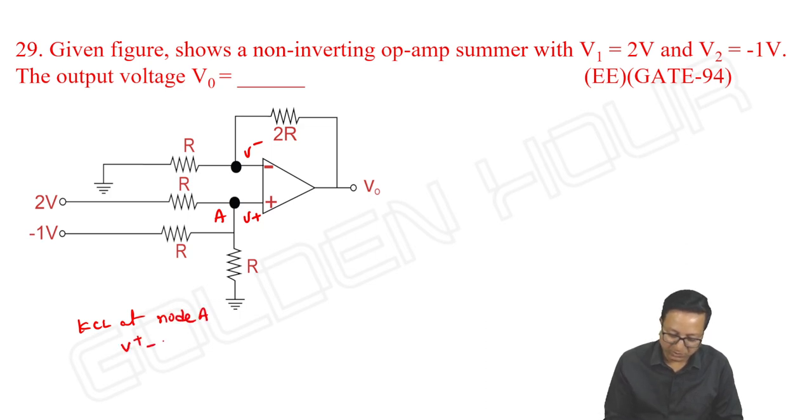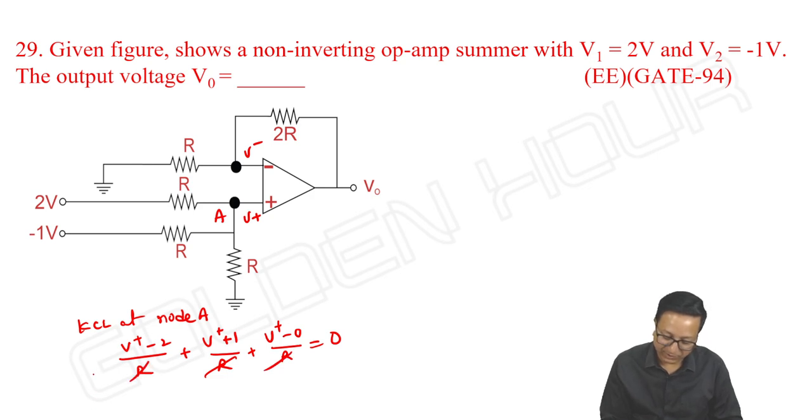It is V plus minus 2 by R plus V plus minus of minus plus 1 by R plus V plus minus 0 by R is equal to 0. These three R's will be cancelled. So 3V plus is equal to 1, or V plus is equal to 1 by 3 volts, that is of course equal to V minus.